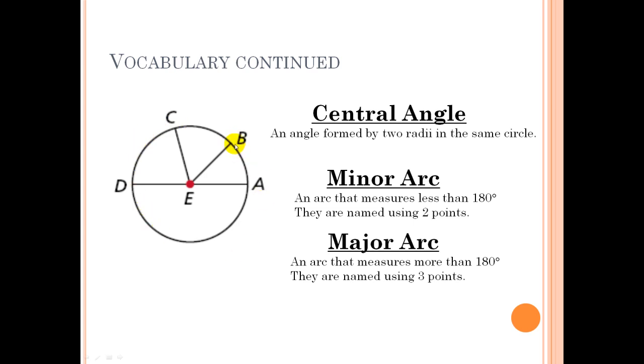So what we do, just like with semicircles, we use 3 points. So we say it's not arc CB, that's the minor one. If we want to talk about the major arc, it would be CDB or CAB. We have to have that extra point to say that we're going extra far. Major arcs always have 3 points to them. Minor arcs, you can have 3 points, but you only really have to have 2.